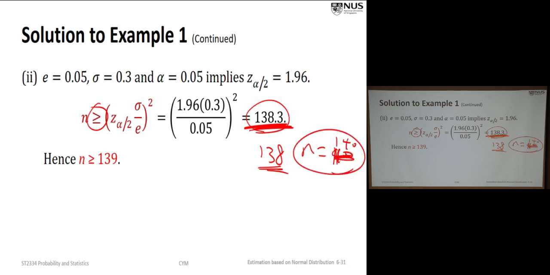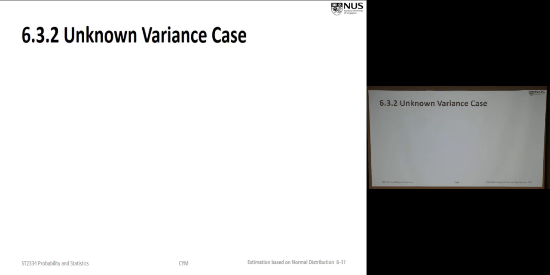$140. Is it okay? Yeah, okay, because the answer should be like that, right? Any number greater than 139, but not 138, 137. All right, how about variance unknown?